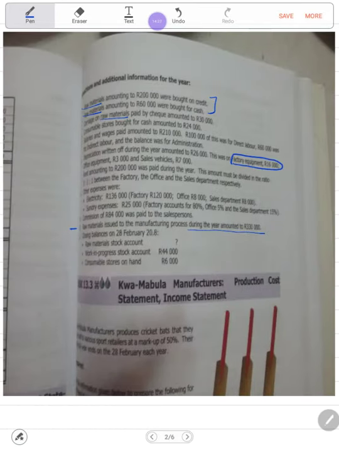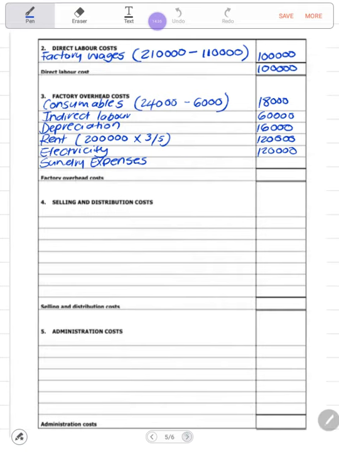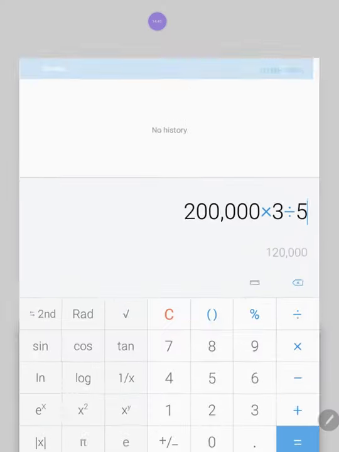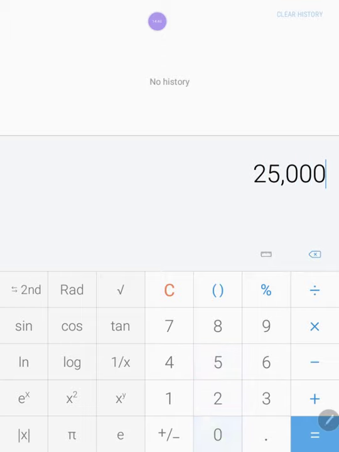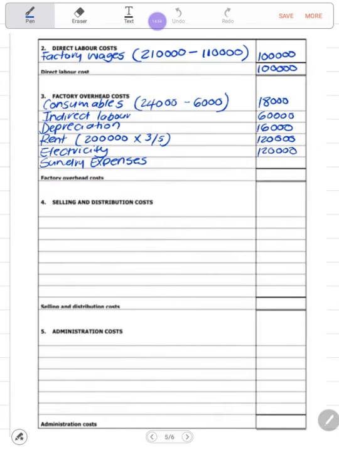Okay, what did they say about sundry expenses? 25,000, and the factory accounts for 80% of that. So again, how do we work this out? 25,000 times 80%. So let's go and work that out. 25,000 times 80% gives me a value of 20,000. So 20,000 was for sundry expenses. Again, show your calculation for those extra marks that you don't want to lose out on: times 80%, and that gives me a total of 20,000.